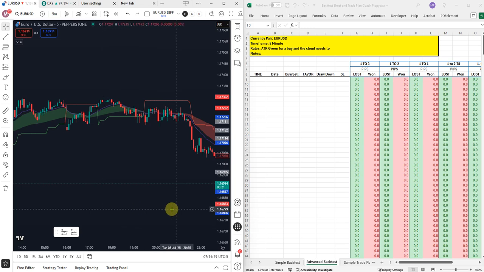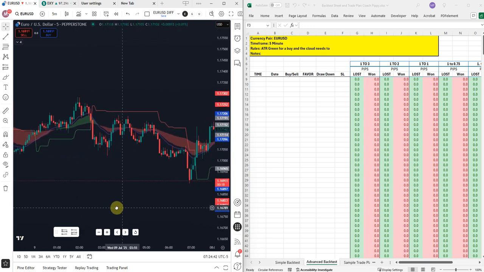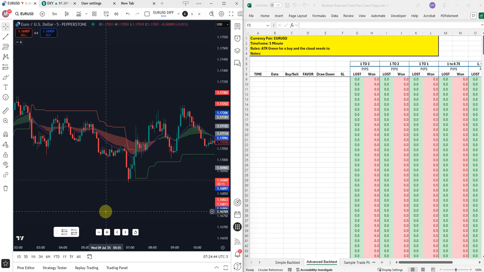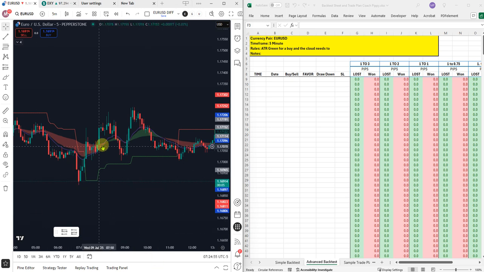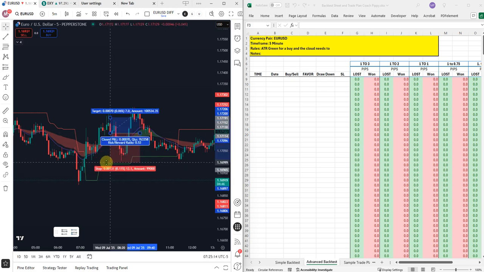Okay, let's go to the next day. All right, here's 6 o'clock in the morning. It's already red, and the cloud is red. Turned green, but the cloud is still red. Finally turned green, and our ATR is green, and it's within our trading window. It's at 8:15. So we'll take a backtest there. See, turned green here. So our stop loss is going to be about 14 pips.